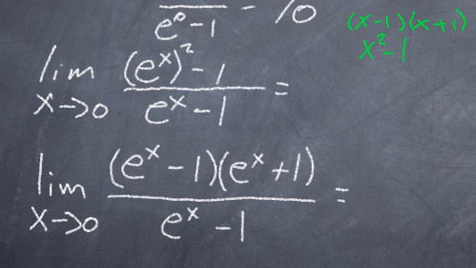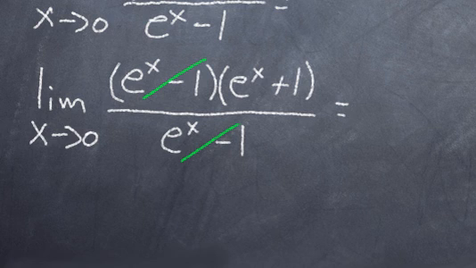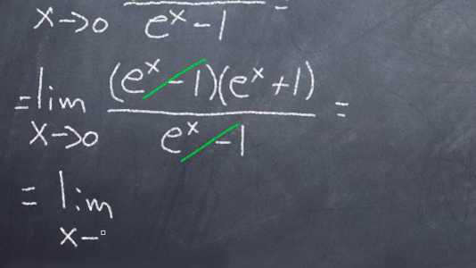Okay, well, now you can see here that we can cancel some stuff out. We can cancel the e to the x minus 1 on the top, and we have 1 on the bottom. So we're going to cancel that out. Now remember, these limits are all equal to each other. So we have the limit as x approaches 0 of e to the x plus 1.